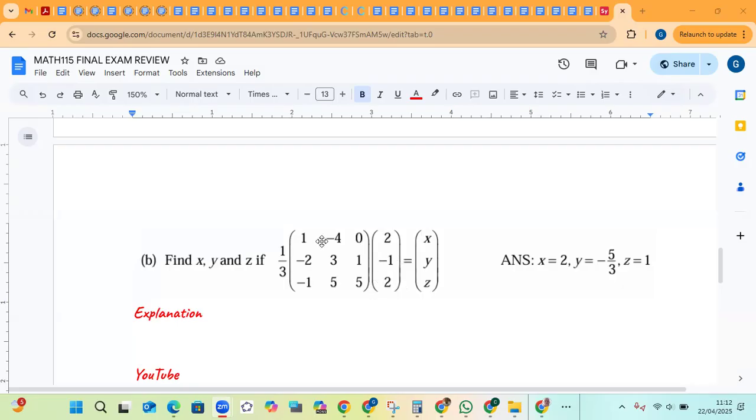Multiplication is possible. So now you multiply the row to the column, the second row to that same column, the third row to that same column.